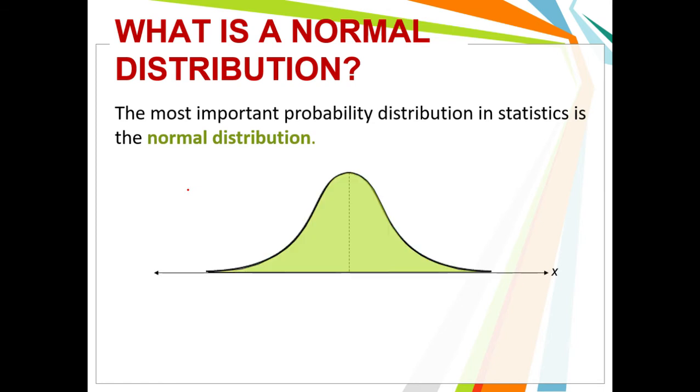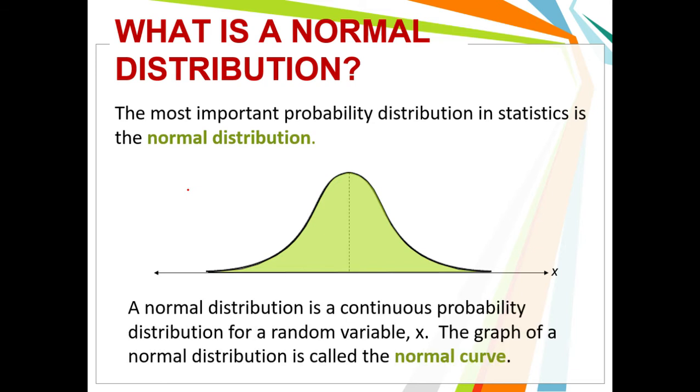Okay? So ano ang hitsura ng ating normal distribution? So that's the bell-shaped curve. Okay? So ayan, that's a perfect bell shape, yung ating normal distribution. So a normal distribution is a continuous probability distribution for a random variable x. So any random variable x can be represented by a normal distribution. And the graph of a normal distribution is called the normal curve.